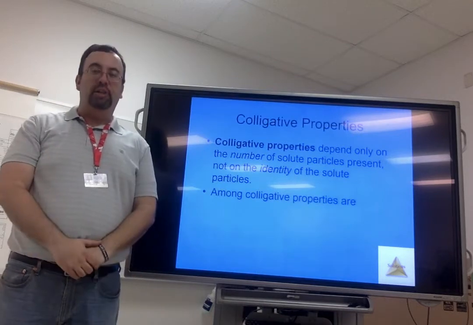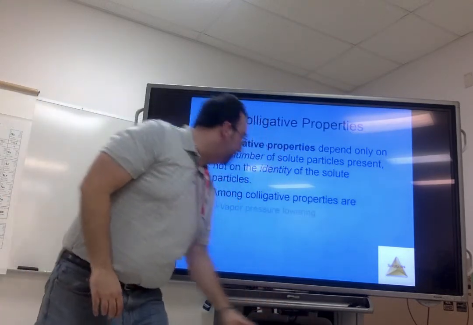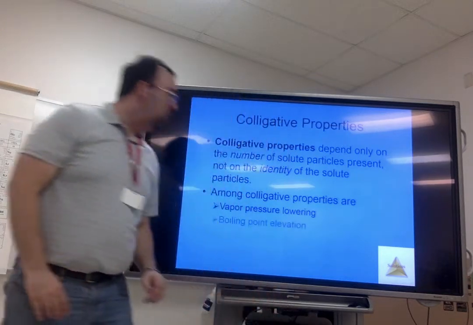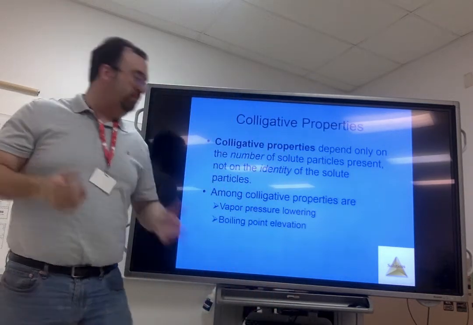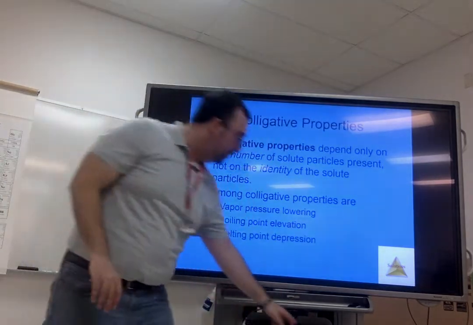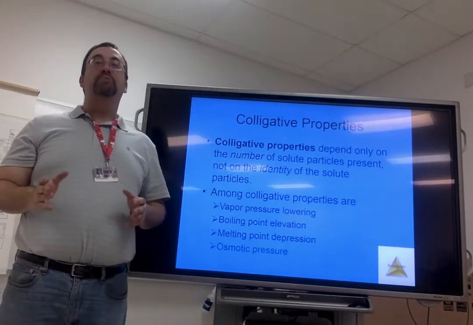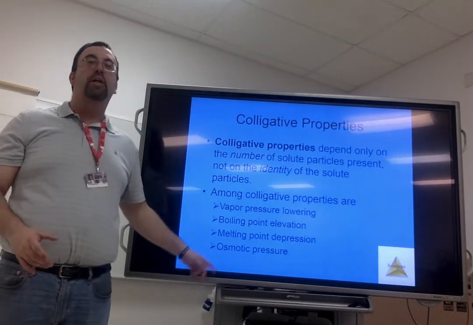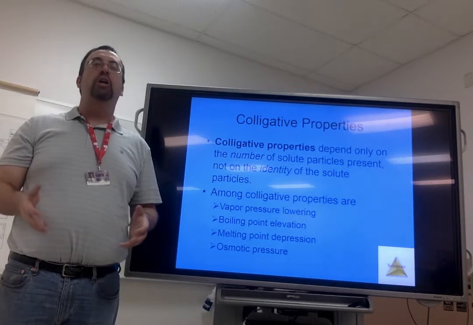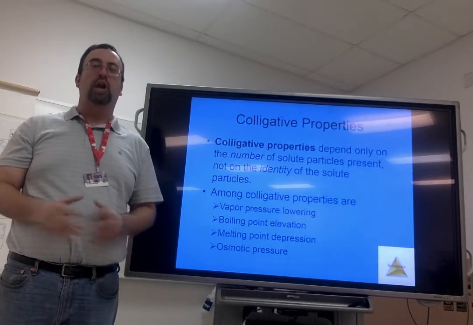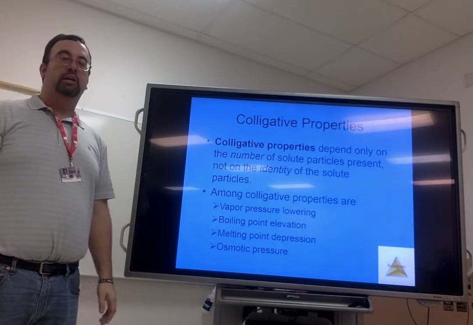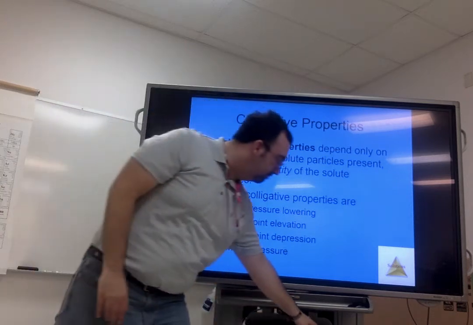Among the different colligative properties, we have vapor pressure lowering, boiling point elevation, freezing point depression, and osmotic pressure, which, as you can tell, does relate to the process that we've talked about in biology called osmosis. So we are going to talk a little bit about that as well. We're going to go ahead and look at each of these 4 colligative properties next.